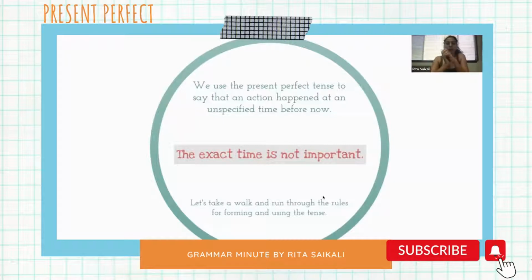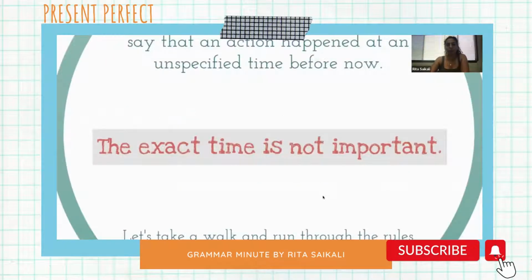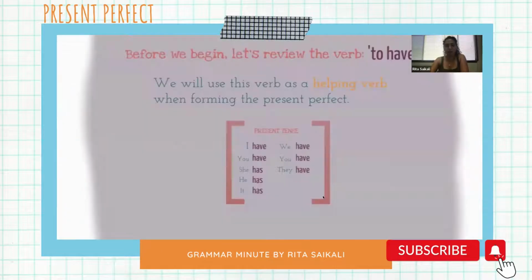Well, we use the present perfect tense to say that an action happened at an unspecific time before now. So it's an uninterrupted thing. It happened, but the time is not important. When it happened doesn't matter. So let's take a look at these rules. Again, we use it to say that an action happened at an unspecific time before now. The exact time is not important.